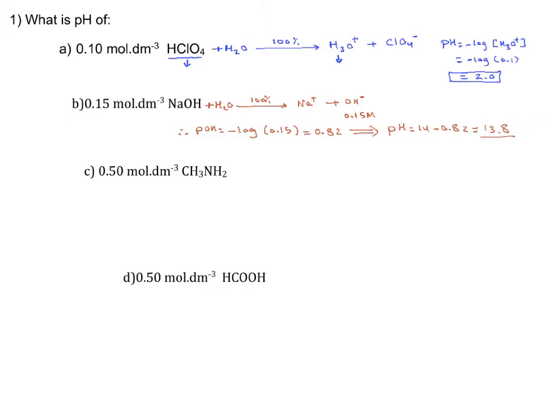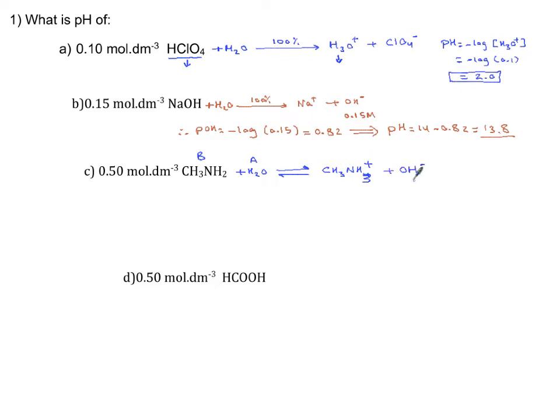The next example is methylamine. Now this is a weak base. You should know it by now. All ammonia and amines are weak. So when you add it to water, you will have partial dissociation, an equilibrium. This is your base and this is your acid. H2O behaves as an acid. So CH3NH2 borrows one hydrogen from water and becomes CH3NH3+ plus OH minus.